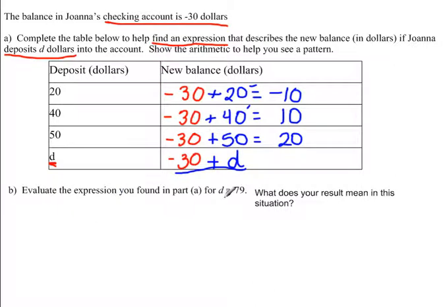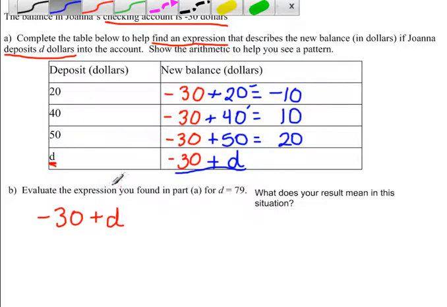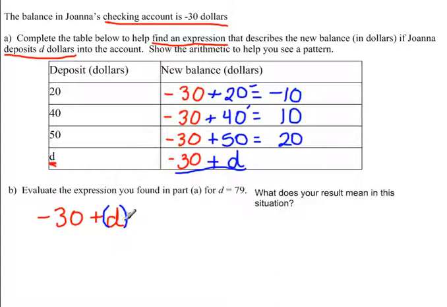Now we're going to evaluate the expression that we found in Part A for D equals 79. So we'll take our expression, the negative 30 plus D, and we're going to let D be 79. We're going to evaluate this expression for 79. So remember how we do that. We isolate that value that we're going to be evaluating. And so this is going to become negative 30 plus, now instead of D, we have 79. And if we do negative 30 plus 79, the signs are different. So we take the difference, and the difference would be 49. 79 has the larger absolute value, and it's positive, so it would be positive 49.